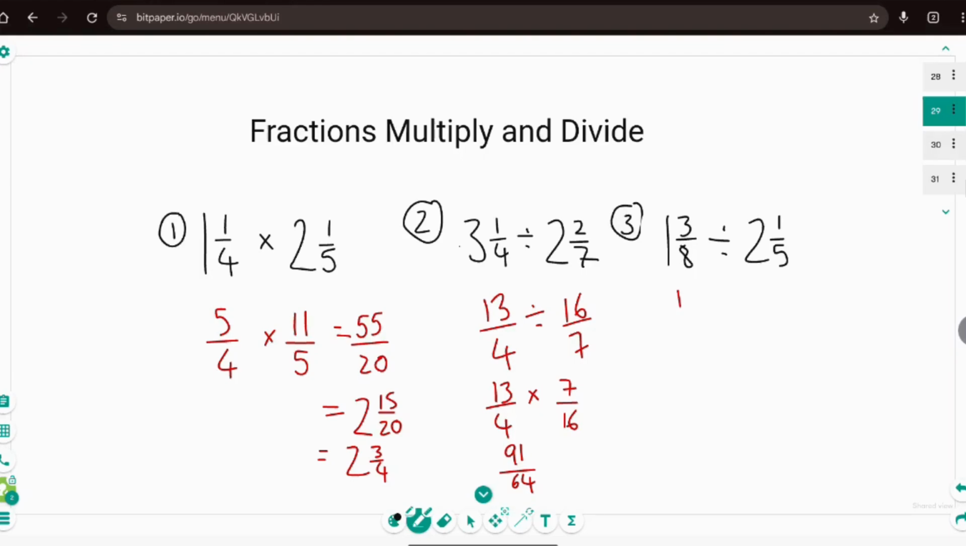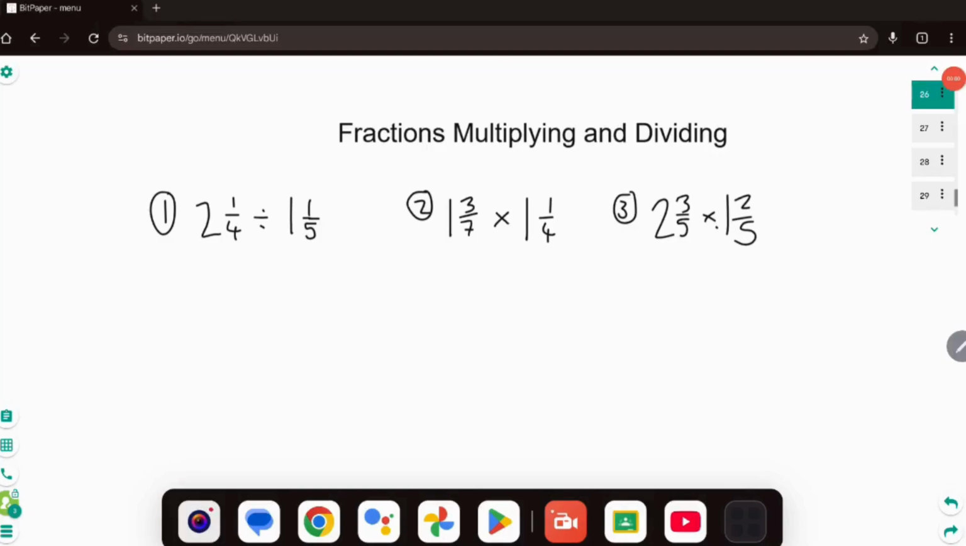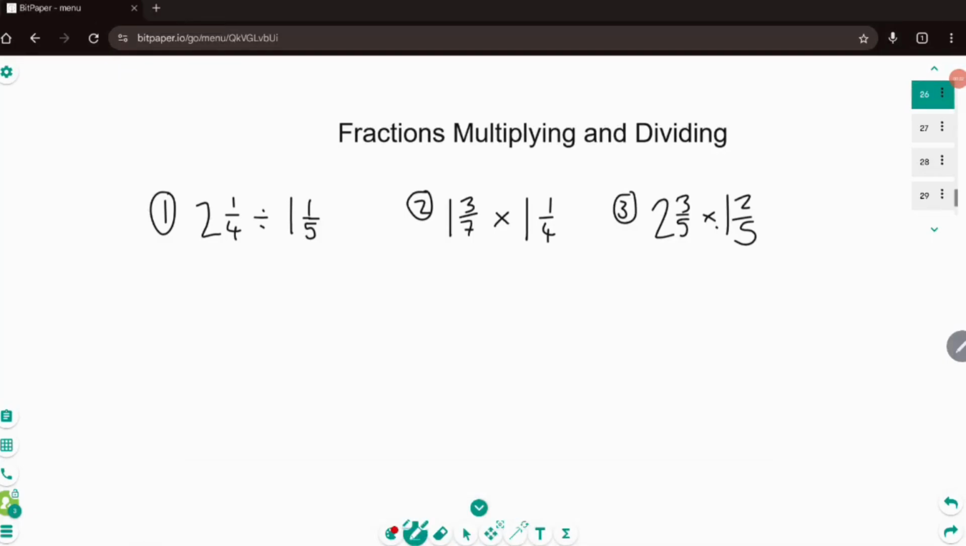1 times 8 is 8, add 3 is 11, so we've got 11 eighths, divided by 2 times 5 is 10, add 1 is 11, 11 fifths. Keep, flip, change. 11 times 5, 55. 8 times 11, 88. This one can be simplified to 5/8. Okay, have a go at these 3 questions. Put me on pause and see how you get on.